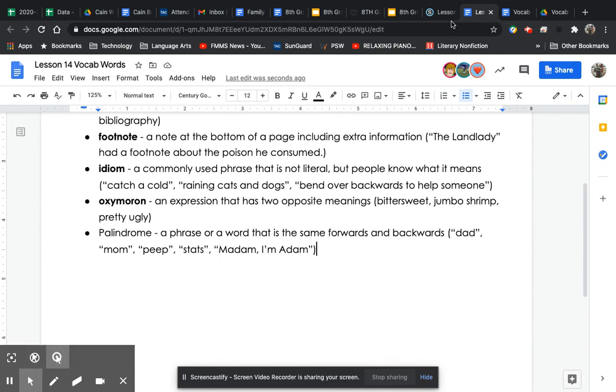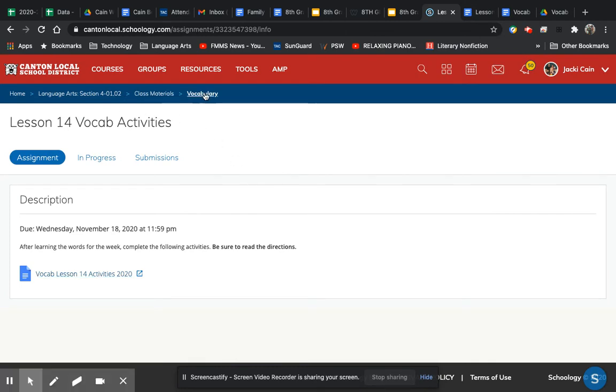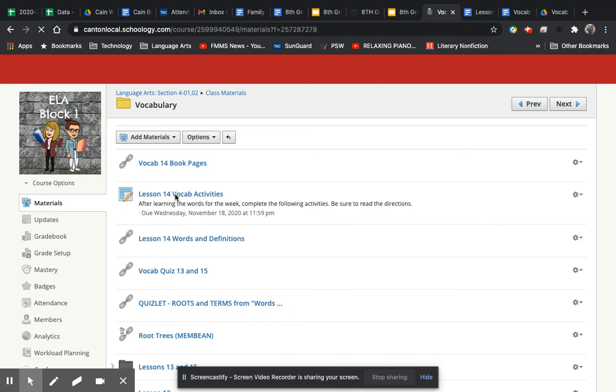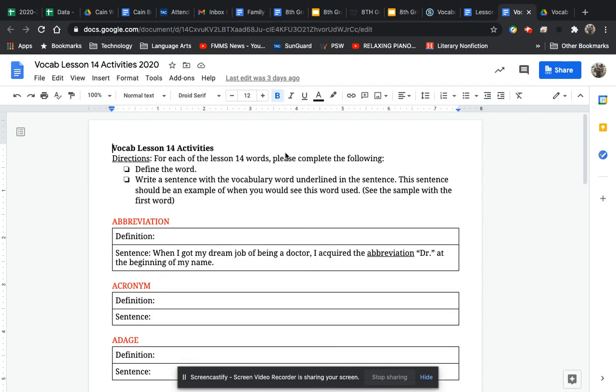So your assignment for this week is going to be due on Wednesday. It is in the vocab folder on Schoology. It is the second one down, okay? And the activities look different because, first of all, you're not going to be able to find a picture of an acronym. It's just not going to work. So we did one for you. So you only have 7. But you have to make sure that you are very specific with your example.